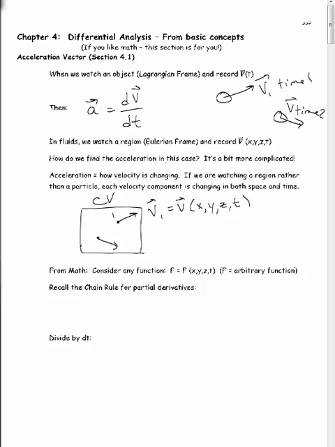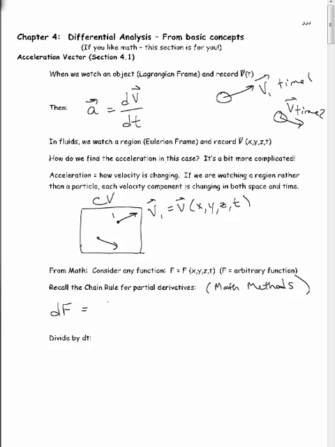So let's consider just any old arbitrary function, call it f. We're going to turn that into v later, but right now let's just use some arbitrary function f, and we're going to take the derivative of it, just df, the differential of it. And if you remember the chain rule for partial derivatives, since f is a function of x, y, z, and t, that chain rule would be from your math methods course.